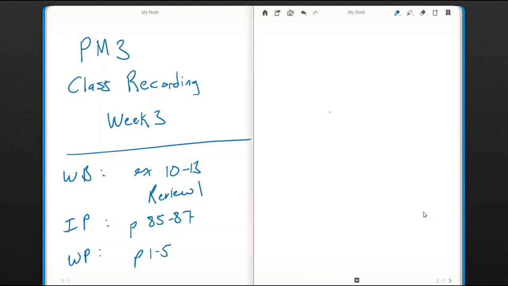The workbook, we're doing exercises 10 to 13 and review exercise 1. Intensive practice, just a few pages in there, and now we're finally starting the word problems book. So let's just kind of talk through some of the information that you'll see.